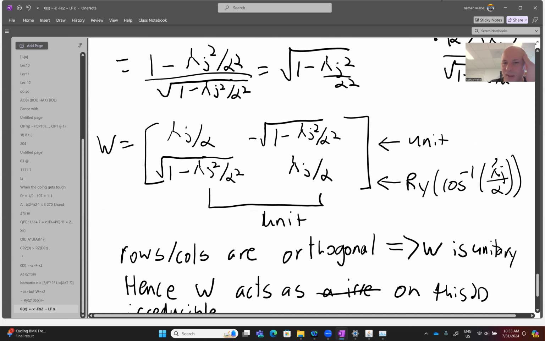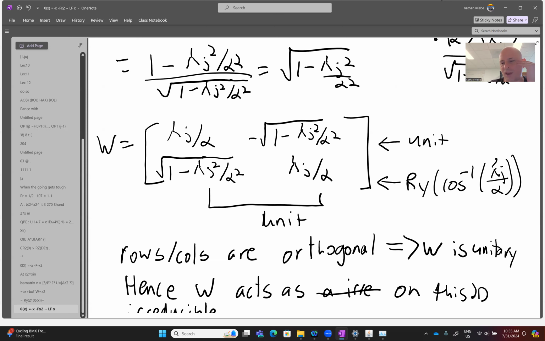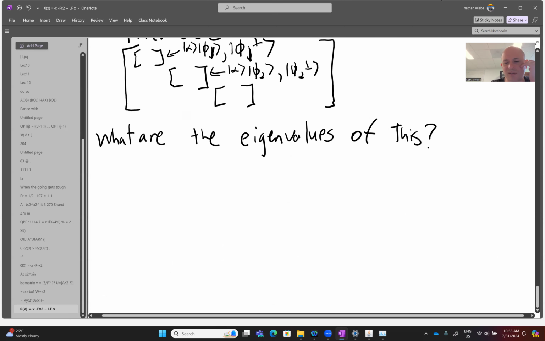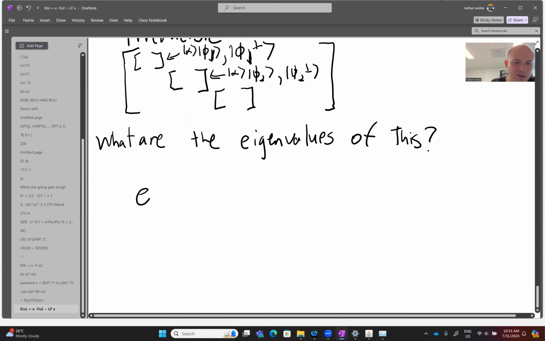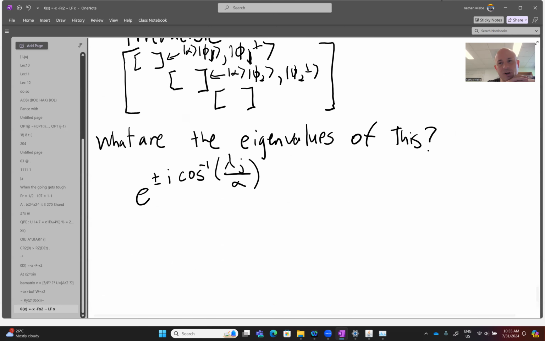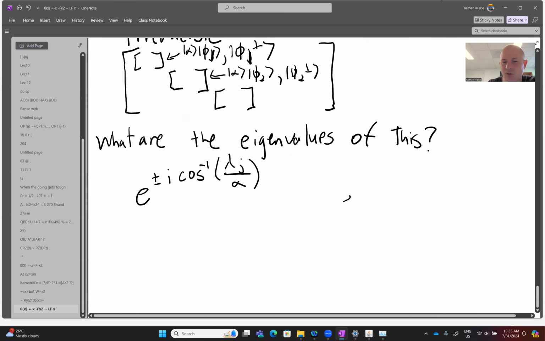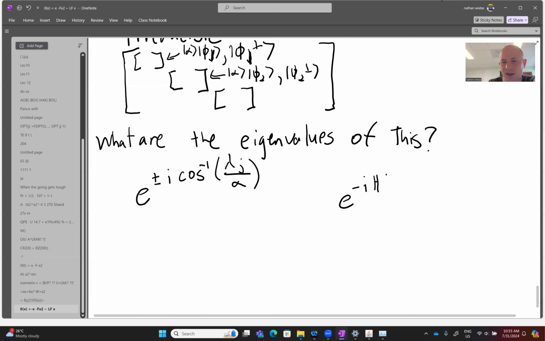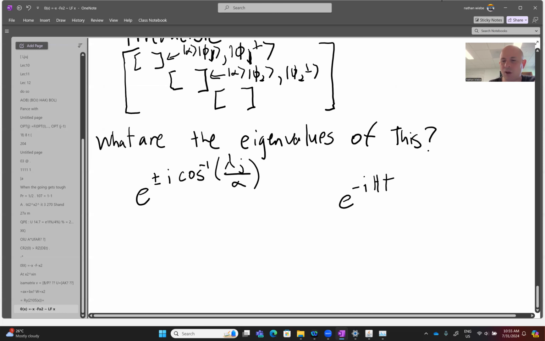So if W is the arc cosine of this, then we can see that the eigenvalues are going to be e to the plus minus i arc cosine of lambda j divided by alpha. So these are actually very similar to the eigenvalues that we would ideally want. If we looked at e to the negative i H t, which is what we're interested in, we can write this in its eigenbasis as the following.